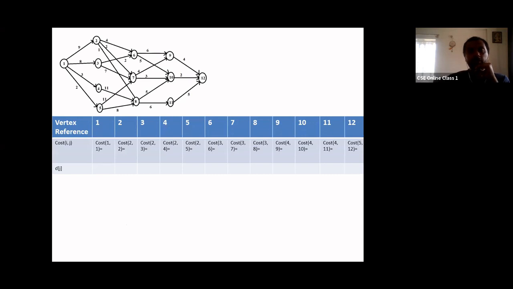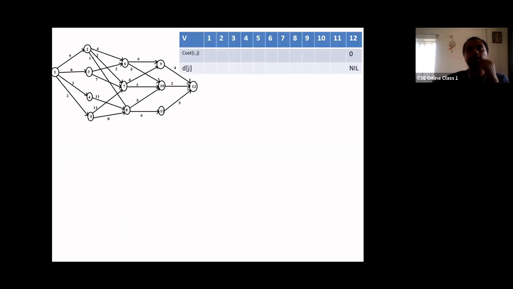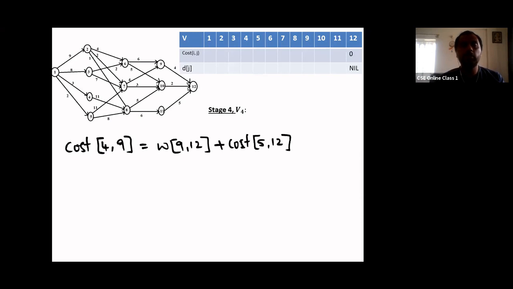We started with stage 5. Stage 5 is the destination sink node, whose cost of connectivity to the sink is considered to be 0, and therefore its direction to connect further is marked as nil. Then similarly, in stage 4, we have 3 nodes: 9, 10, and 11. These 3 vertices need to be connected to the sink, and all 3 have a single outgoing edge connecting to vertex 12. So their connectivity cost will be as follows.